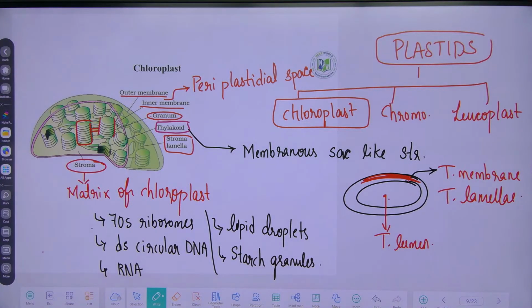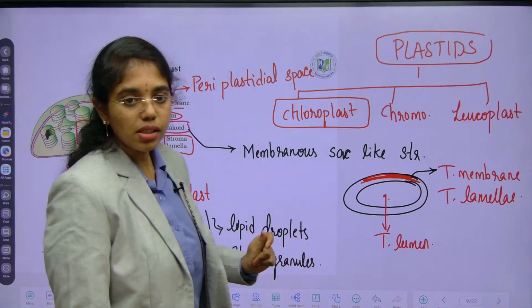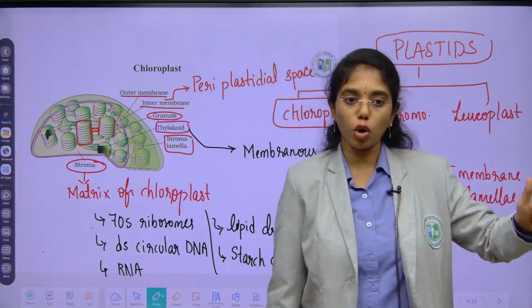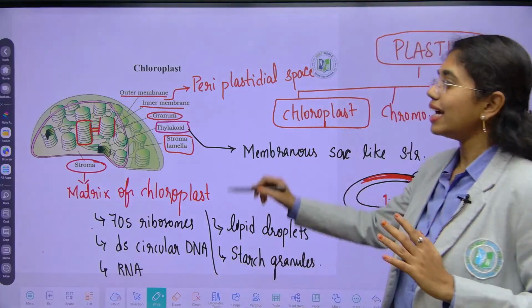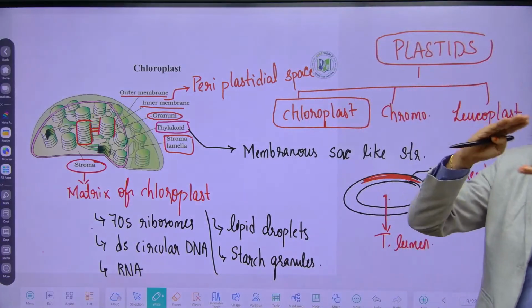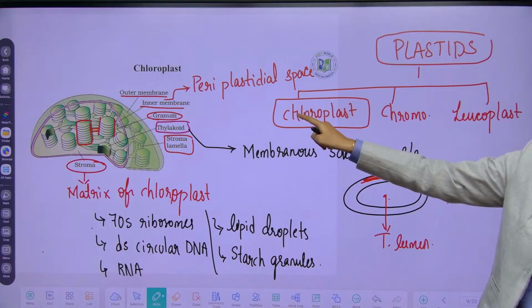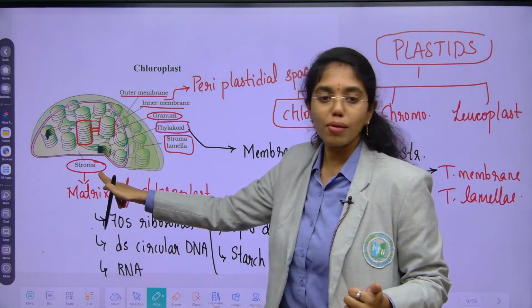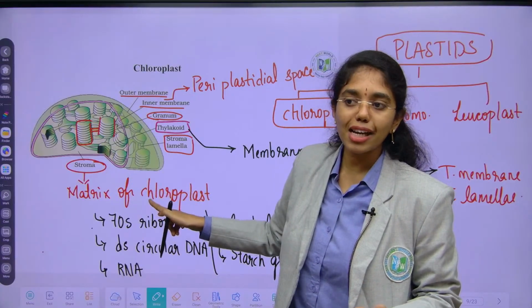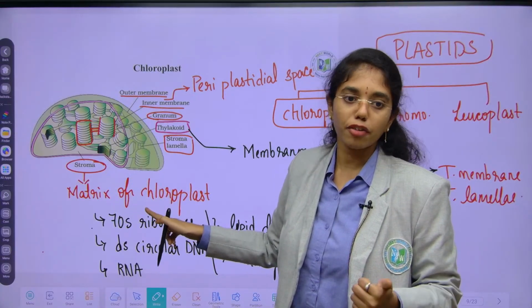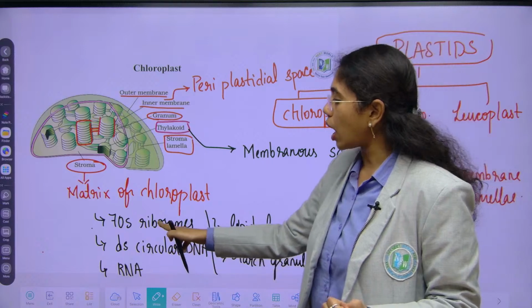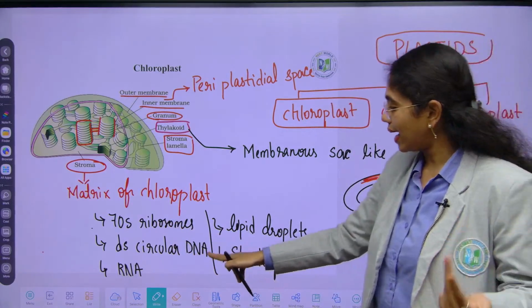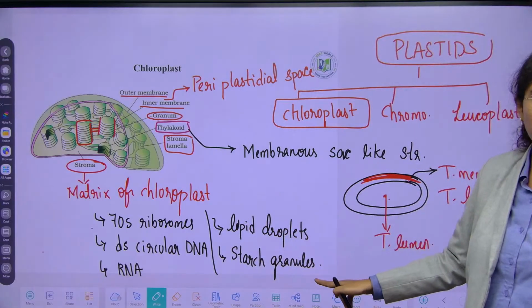Clear, right? So once again let us quickly revise. Plastids are of three types: chloroplast, chromoplast, leucoplast. Chloroplast is double membrane bound. The space between the two membranes is known as periplastidial space, and the fluid filled space inside is known as stroma, which is addressed as what? Matrix of chloroplast. It includes components like 70S ribosomes, double stranded circular DNA, RNA, lipid droplets and starch granules.